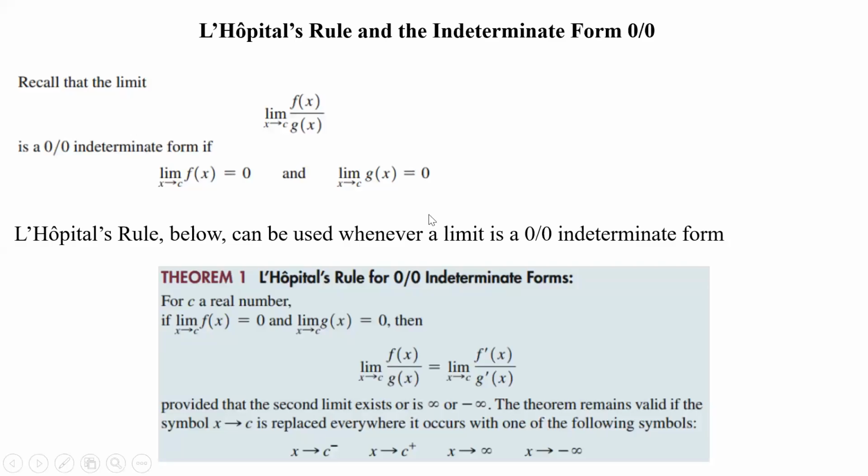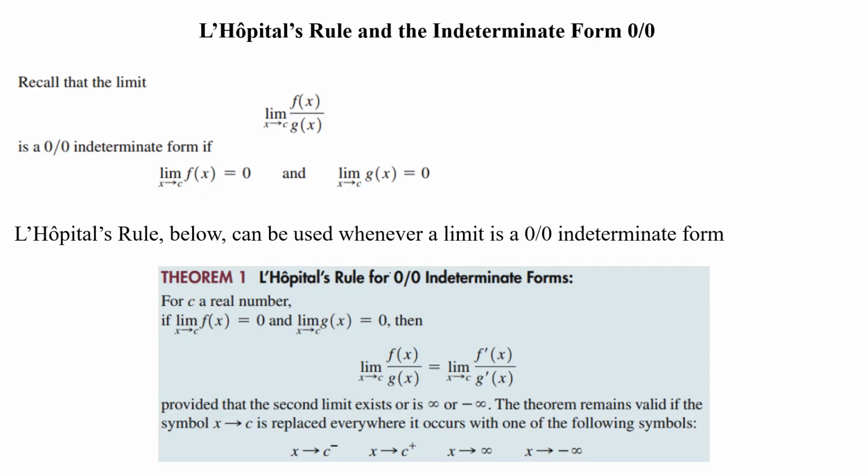All right, so now we're going to have the first L'Hopital's rule, and this is of the indeterminate form 0 over 0. So if we recall the limit, the limit as x goes to c of f of x over g of x, that's going to be a 0 over 0 indeterminate form if the limit of f of x equals 0 and the limit of g of x equals 0 as x goes to c. So we'll end up with something like that. So when we take that, it'll be 0 over 0.